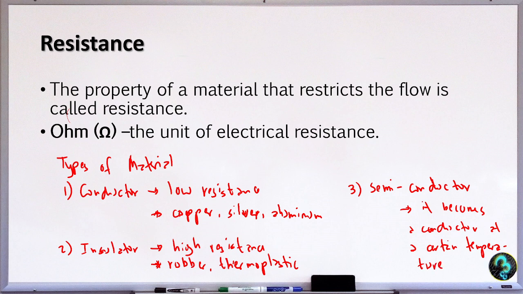So usually semiconductors are used in electronic circuits. We have diodes, transistors, ICs. Those are our semiconductor components. The three most common semiconductor materials are silicon, germanium, and gallium arsenide.